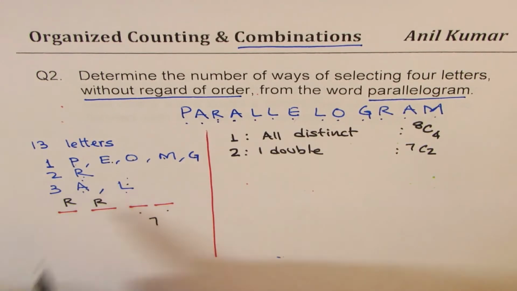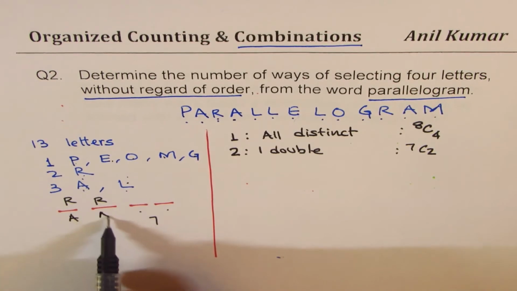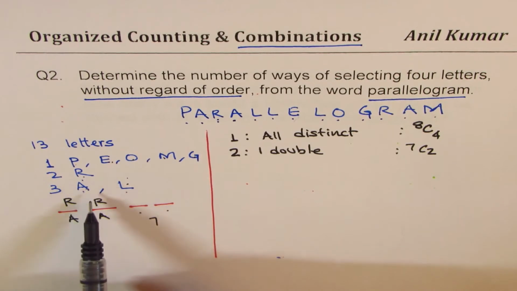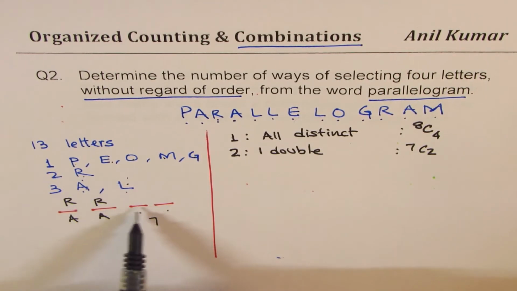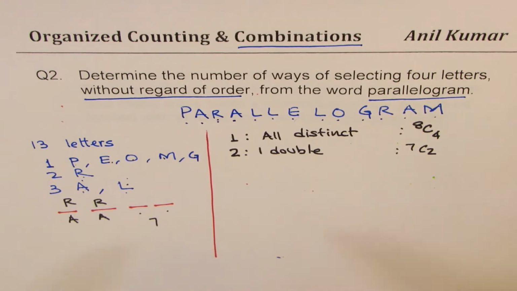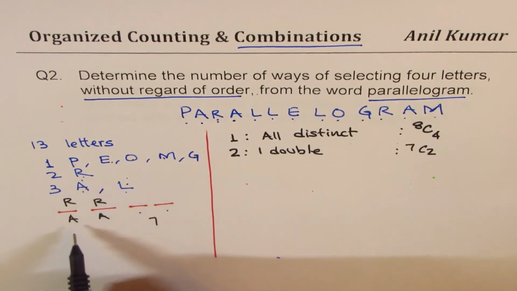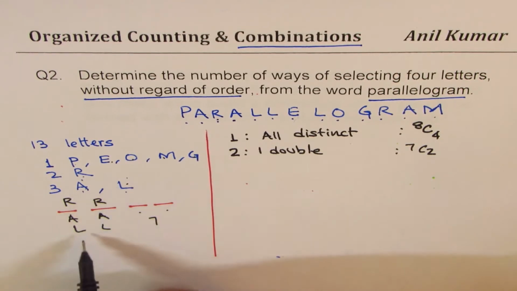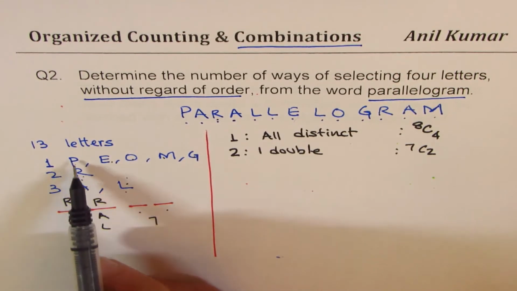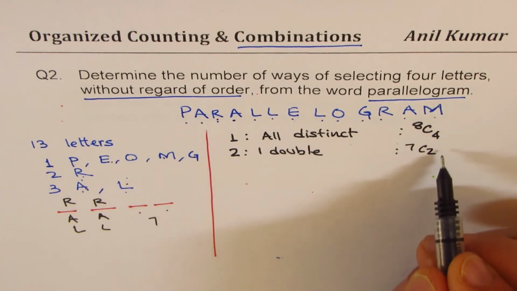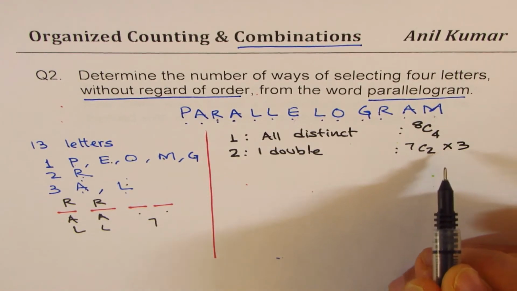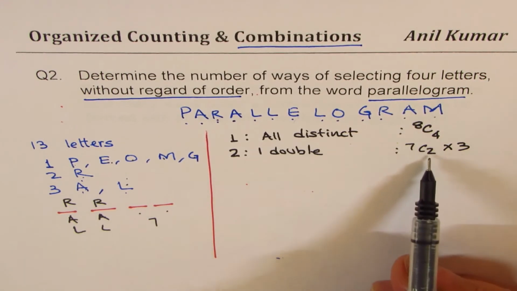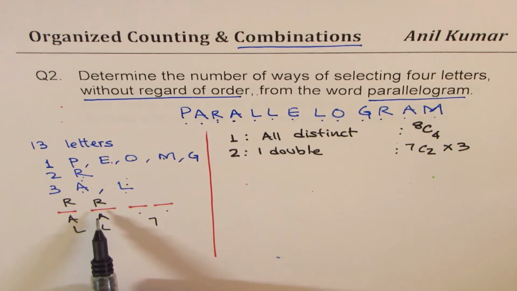So this means 7C2. This is when I take R's. However, if I take A's, since there are 3 A's, okay, we'll take that as three numbers, so we'll not use that anyway. So we could take A's, we could take L's also, right? And then not take L, because then there'll be three of them. So we are left with 1, 2, 3, 4, 5, 6, 7. So we have three of such combinations there, where in which case we have two, a double. Do you see that?